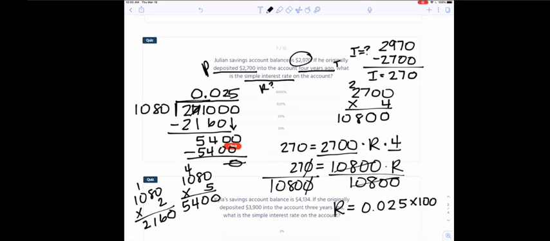But we're not done. We still have to make it a percent. So we multiply it by 100, which means we move that decimal point 2 to the right, and this becomes 2.5%, which is this one. Okay? I hope you got that. When you're ready, we'll move on to number 8.